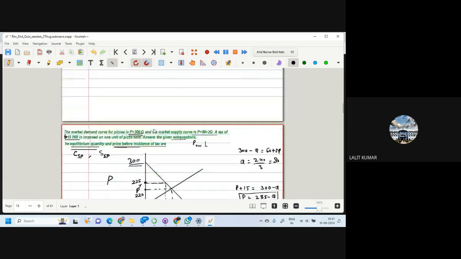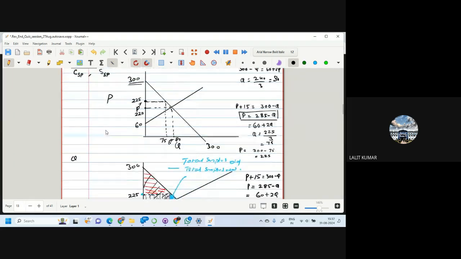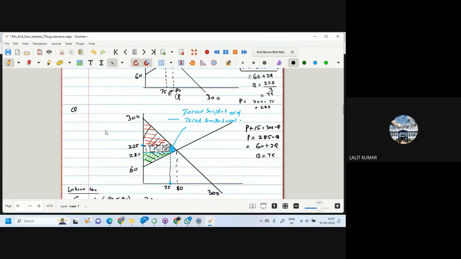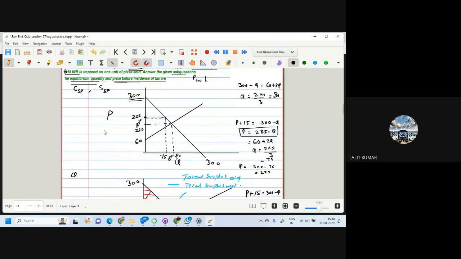I think I've got it on the next page. I have built it. So what is the equilibrium price we have found? Now, the total surplus. What will be the total consumer surplus? Consumer surplus will be this much. And the producer surplus will be this much. This is the tax part, and this part is the deadweight loss.